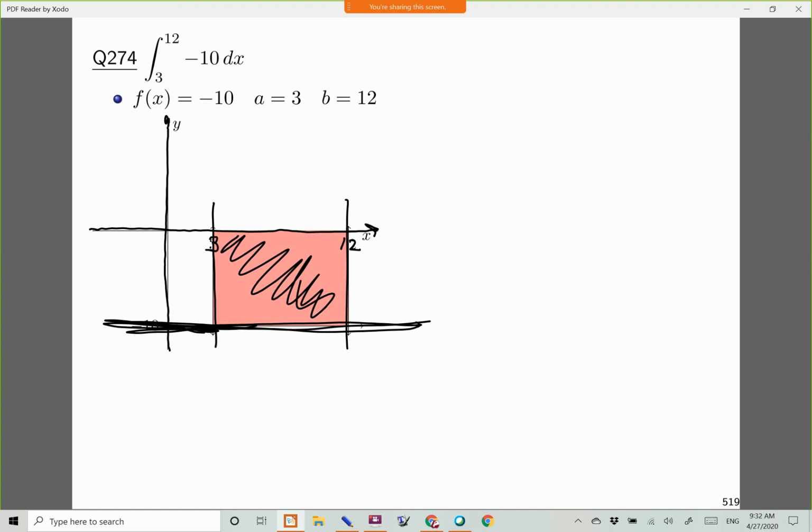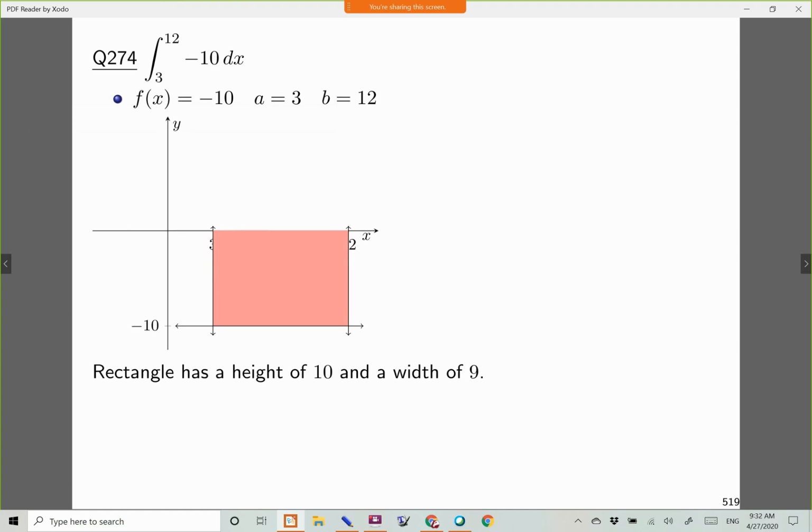Okay, so this is going to be a negative area. But just to talk about what this rectangle is, first of all, the height of this rectangle is 10, right? This distance along here is 10, because if you start at the origin, you walk 10 units down to get to that tick mark. So the left side of the rectangle is 10.